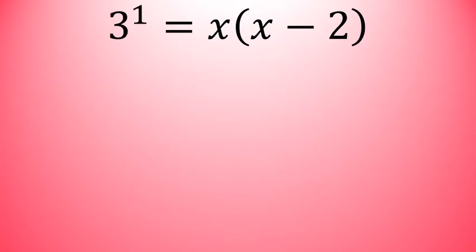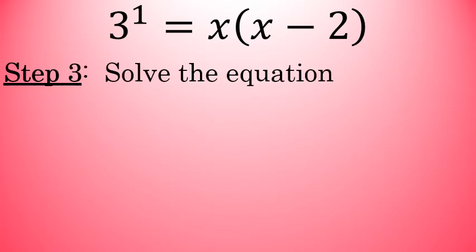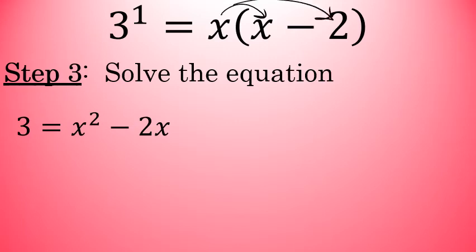Now that the equation is written in exponential form and there are no more logarithms, it's a little bit more straightforward to just solve this equation. In this case, solving the equation would be to evaluate 3 to the first power and to distribute x times the quantity of x minus 2, which gives you x squared minus 2x. And once you do that, you can see that this equation is quadratic. The highest power on x is 2.